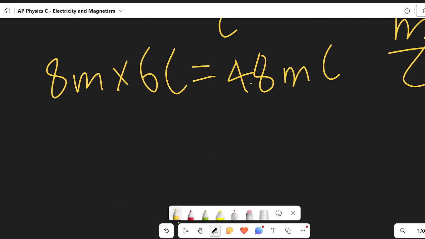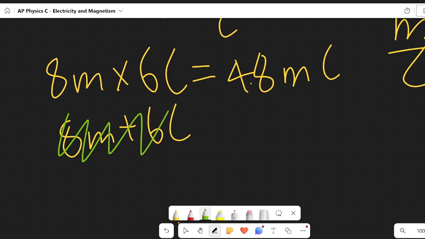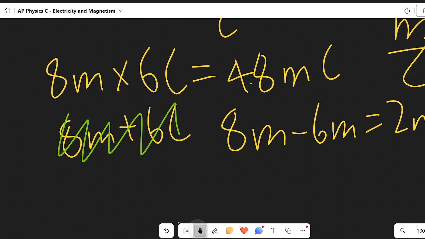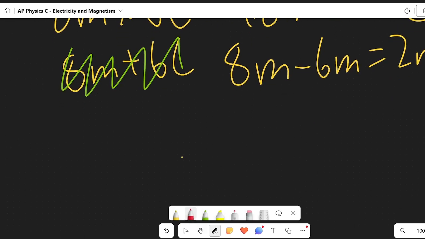For addition and subtraction, they have to be the same units, right? So for example, if you have 8 meters plus 6 coulombs, we can't do this. This is bogus. We just can't do this, because how are we going to add a length to a charge? This doesn't make sense, right? So essentially, the only way we're able to add or subtract is if they're in the same units. For example, 8 meters minus 6 meters is 2 meters. We know that, right?